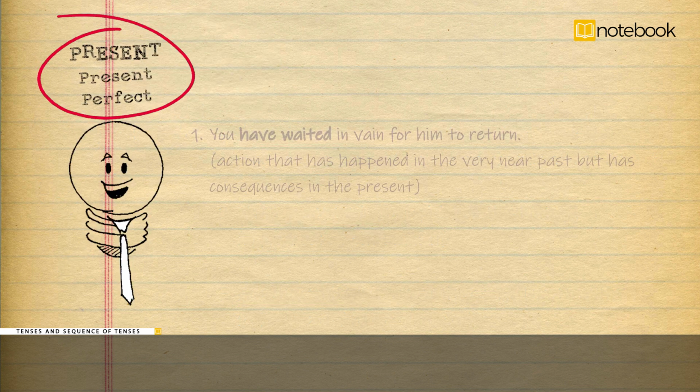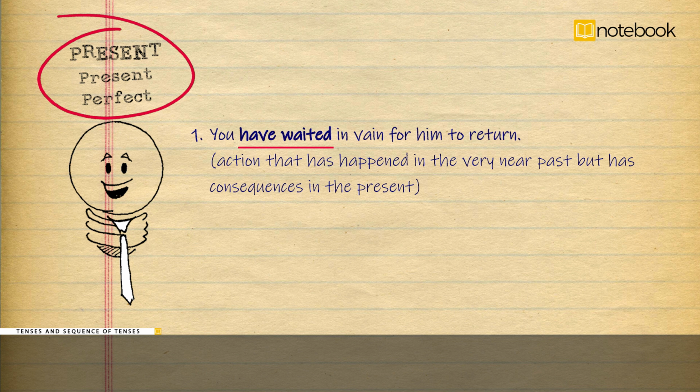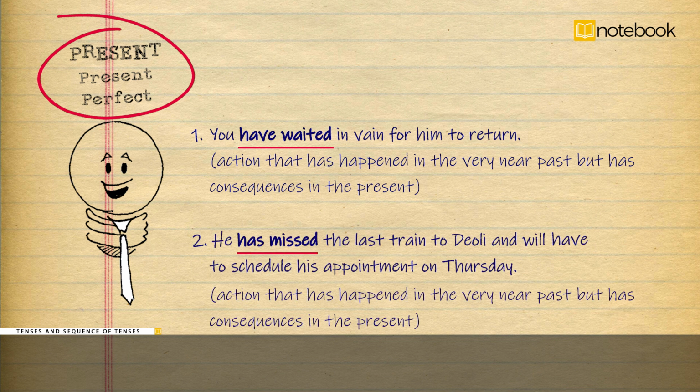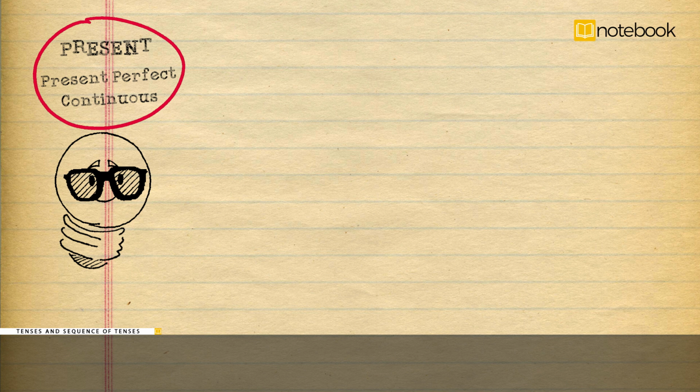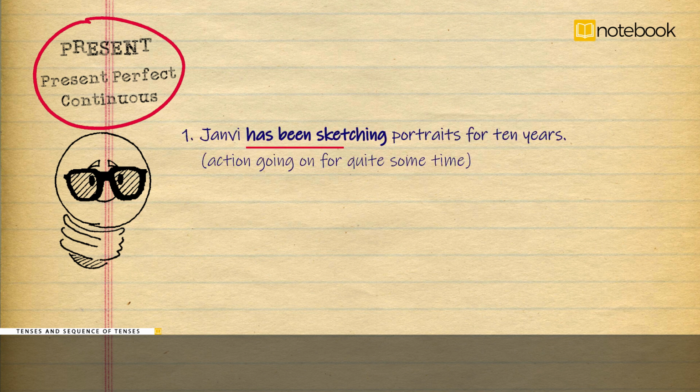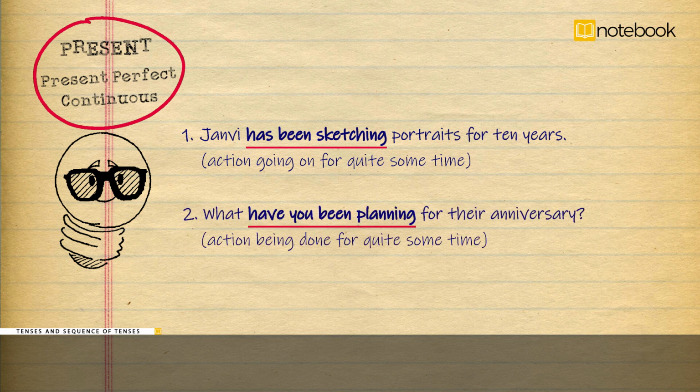Present, perfect. You have waited in vain for him to return. He has missed the last train to Deoli and will have to schedule his appointment on Thursday. Present, perfect, continuous. Janvi has been sketching portraits for 10 years. What have you been planning for their anniversary?